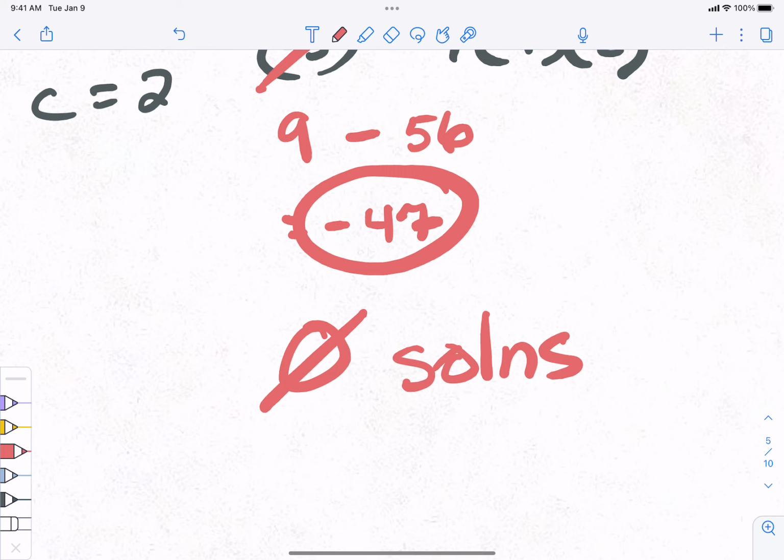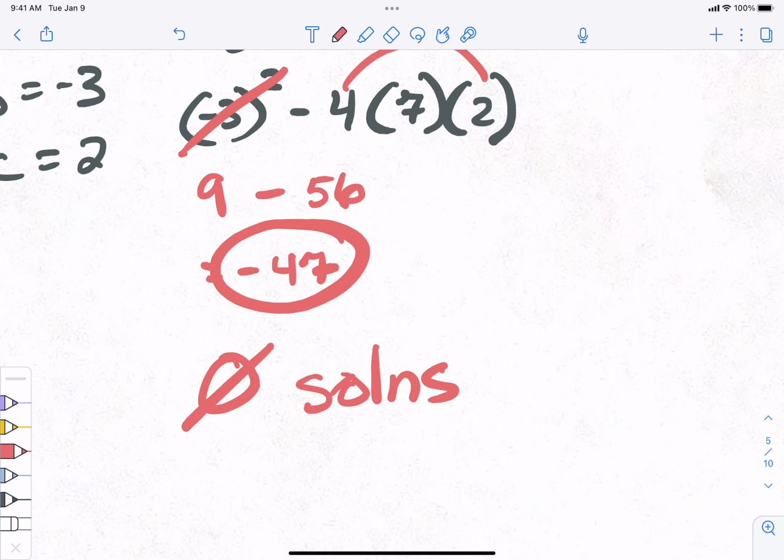How come there's no solutions? Negative. Because when we do the quadratic formula, it would be a negative inside of a square root, which is imaginary, and we cannot have that. So this thing would not cross the x-axis at all, right?